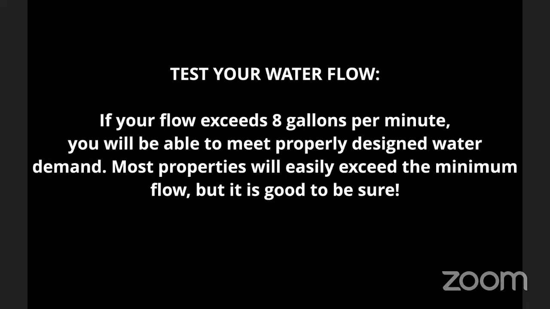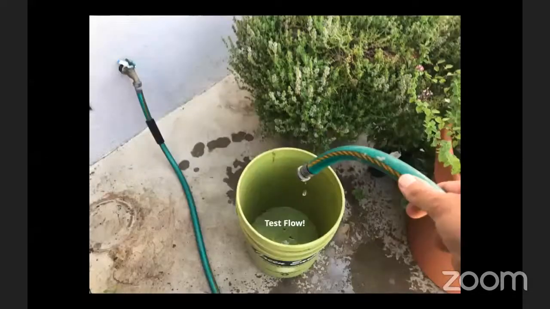It's always a good idea to test your water flow, especially if you are on an old property where you know there are some problems with your irrigation system and you don't think you have enough water flow. I generally will test it anyway, just to make sure. If you know that 8 gallons per minute is going to be your maximum, you can test your water flow by just connecting a hose to a hose bib. If your flow exceeds 8 gallons per minute, you'll have plenty of water for your system. Generally, most properties are going to be fine.